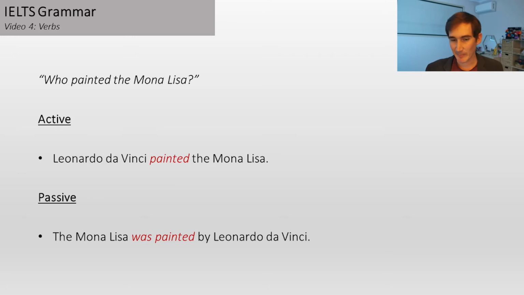If I want to say it in passive form, I would start with the picture, the Mona Lisa, and can the Mona Lisa paint herself? Can she grow little arms and start painting? Of course not, right? She's a painting, she doesn't have arms. So she cannot perform the action. So I have to write this sentence in the passive form. I have to say the Mona Lisa was painted by Leonardo da Vinci. She received the action. And that's basically how active and passive works.